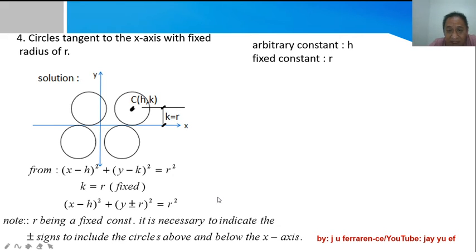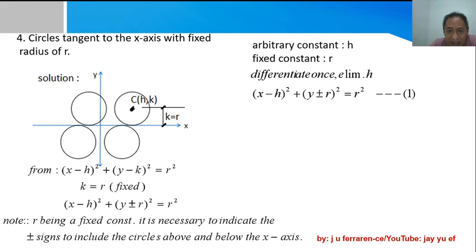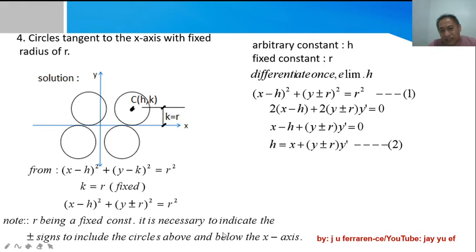So I need to differentiate only once. Eliminating h by differentiating: 2 times the quantity (x minus h), plus 2 times the quantity (y plus or minus r), reducing the power from 2 to 1 and taking the derivative of this, which is y prime. So what disappeared? Nothing. h and r are still there. We are supposed to eliminate h.